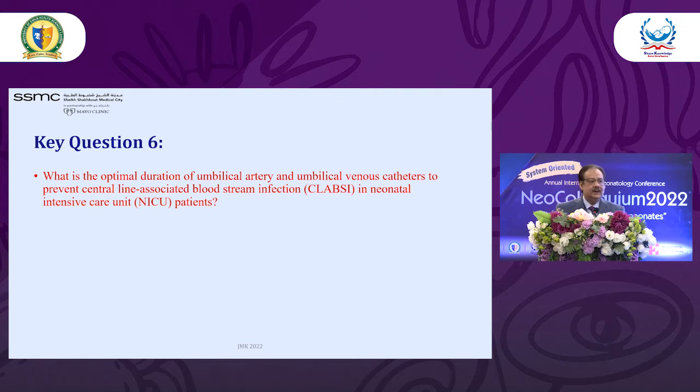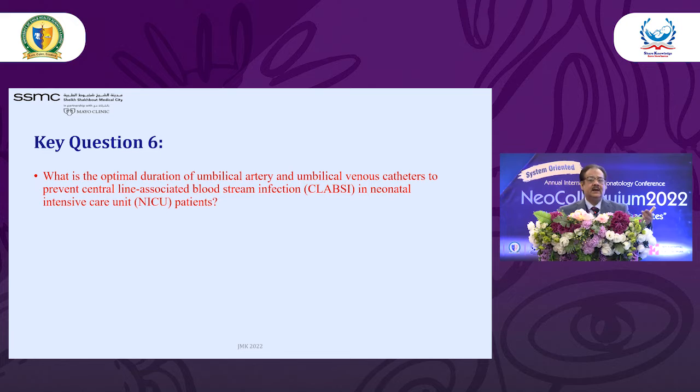So how many days are you putting the umbilical lines? Any duration you have, or you just put it? Minimize the duration as much as possible. When we put the arterial line, we will never go beyond 3 days. I don't need the gases that much. I don't need the blood work that much. All is in the monitor, okay?